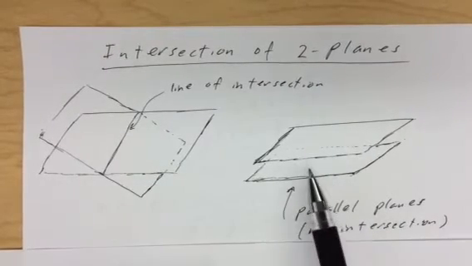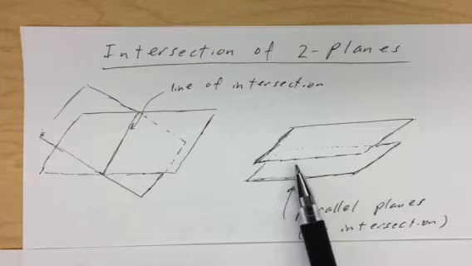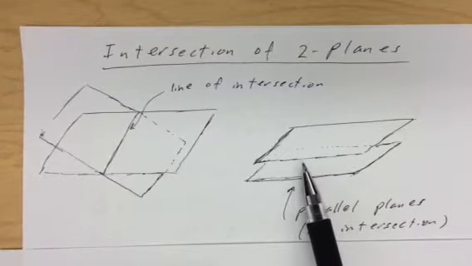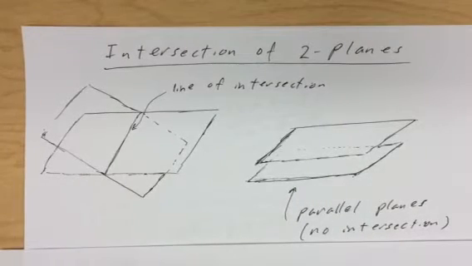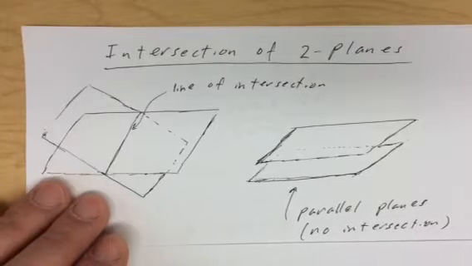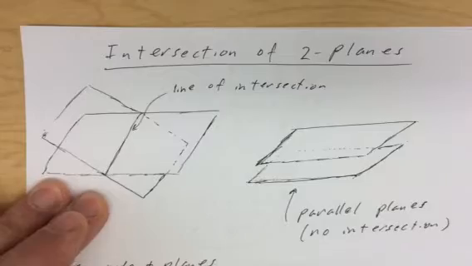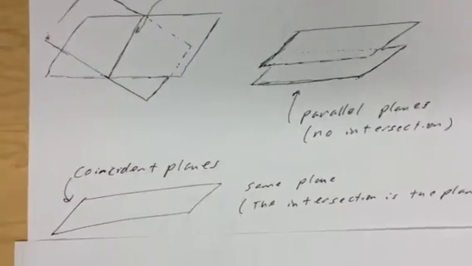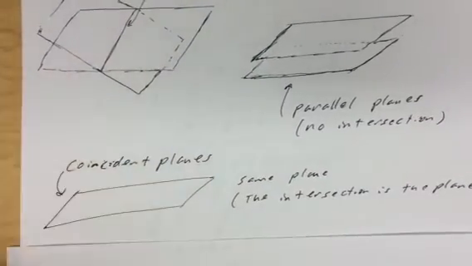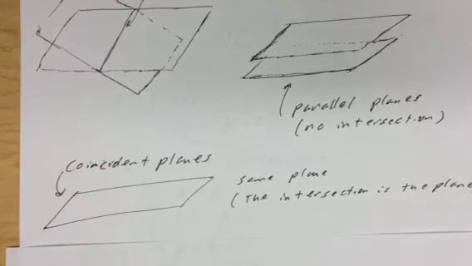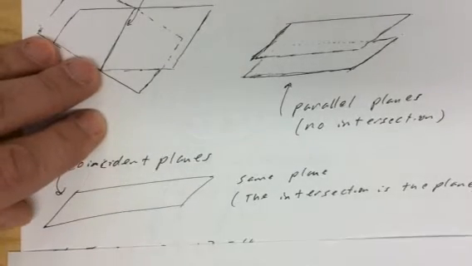The other one is if they're parallel, then there is no intersection. Otherwise, if they're parallel and they share a point, then they are coincident and the plane is the intersection. Coincident planes means that the plane itself is the intersection. Those are the three situations.